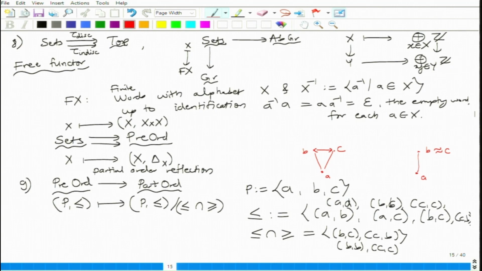Now if you ask a simple categorical question, whether P has a least element, like P has an initial object. Does it have an initial object? It's either yes or no. It's not necessarily true, not every partial order. I am saying this particular P has an initial object or not.